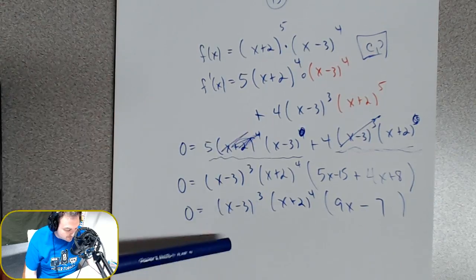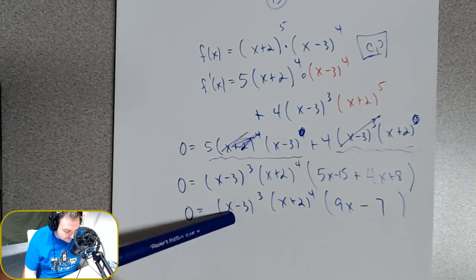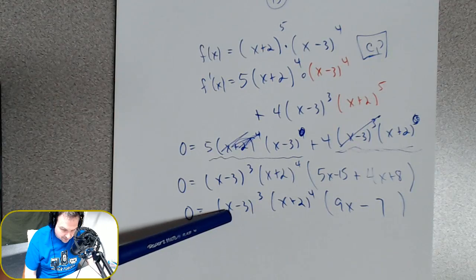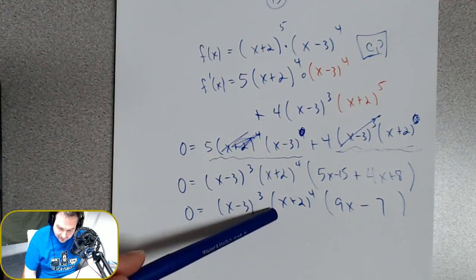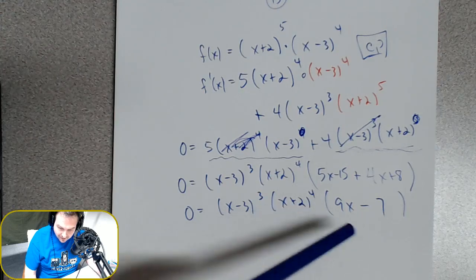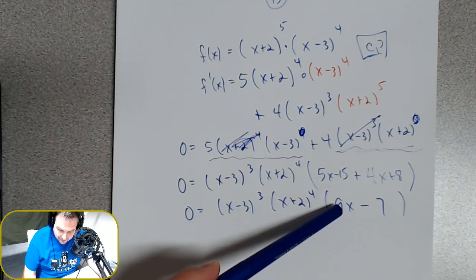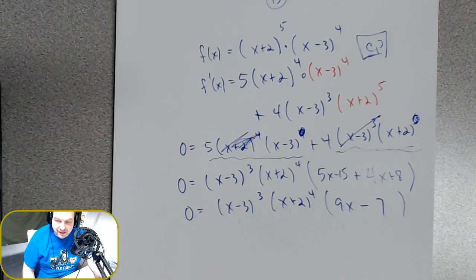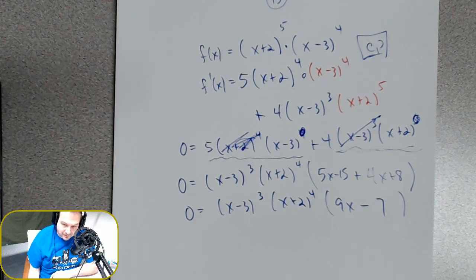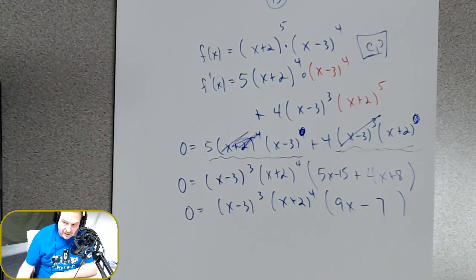Okay, so now where are the critical points? Where is this equal to 0? Either this equals 0, there's one at 3. This is equal to 0, so at negative 2 is another critical point. And that's equal to 0 at, weird, but 7/9. There are 3 critical points right here because there are 3 locations where this is equal to 0. That was number 15.